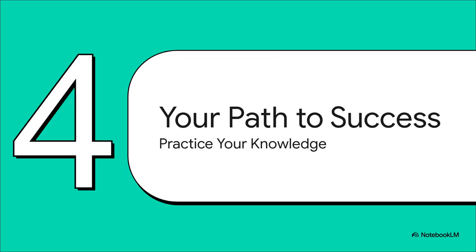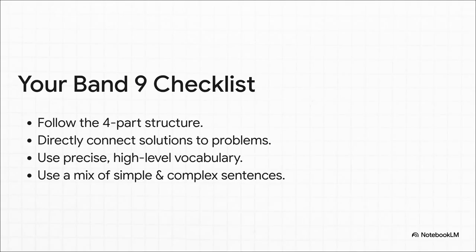All right, so we've gone through the theory, we've broken down a real example. The final and honestly most important step is making this all your own. Let's lock in the key takeaways so you can start putting this into practice right away. Okay, this is it, your Band 9 checklist. Think of this as your pre-flight check before you start writing. Number 1, that 4-part structure, it's not optional. Use it every single time. 2, the golden rule. Your solution must solve your problem. They have to match up perfectly. 3, upgrade your language. Use precise, powerful words. And 4, show off your grammar skills with a mix of sentence types. These are your 4 pillars of success.